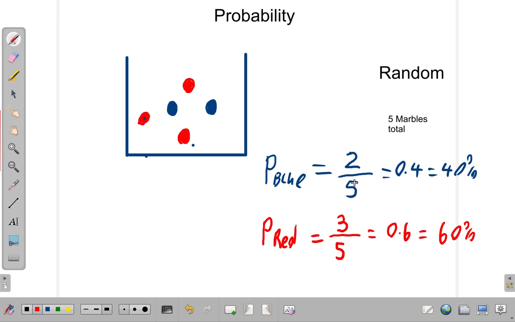So this is an example of the probability of an event occurring. That event is either picking a blue marble or picking a red marble, and the pick must be random.